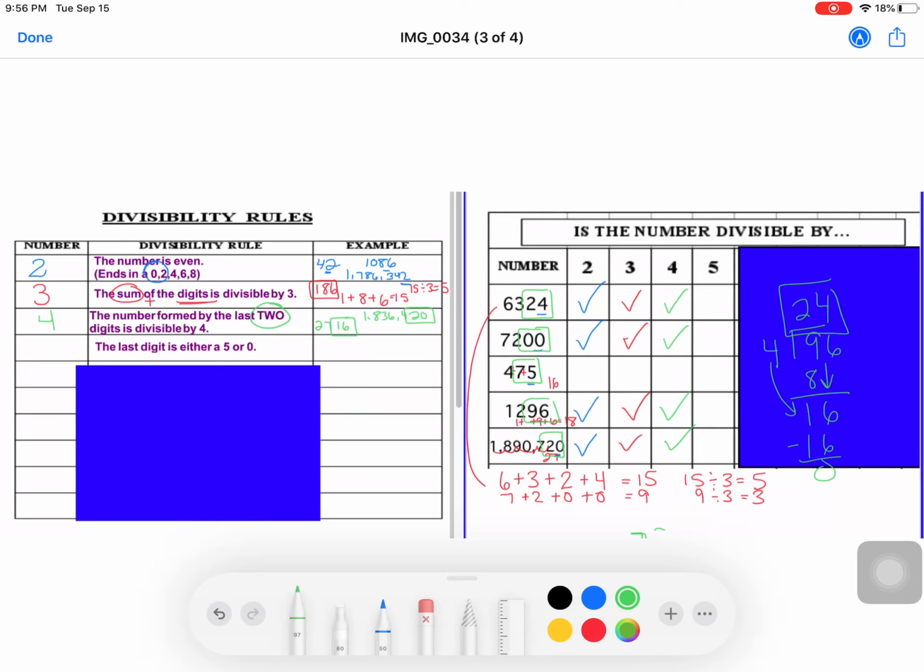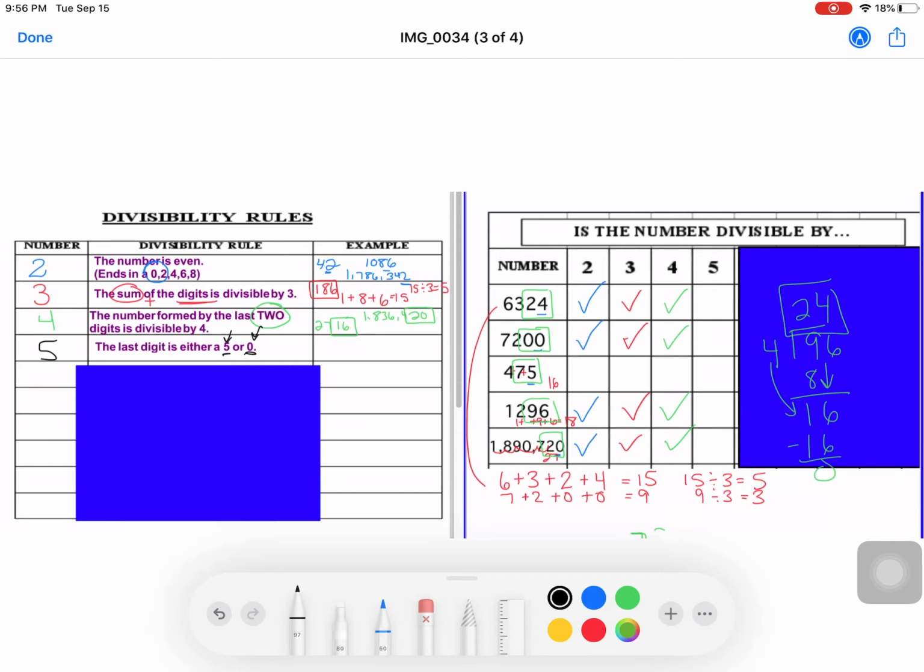Well, let's look at the last divisibility rule for today. The last divisibility rule is for 5, and it says the last digit is either a 5 or a 0. So it's kind of like the even one, only this time there's only 2 possible digits that could be at the end, a 5 or a 0.